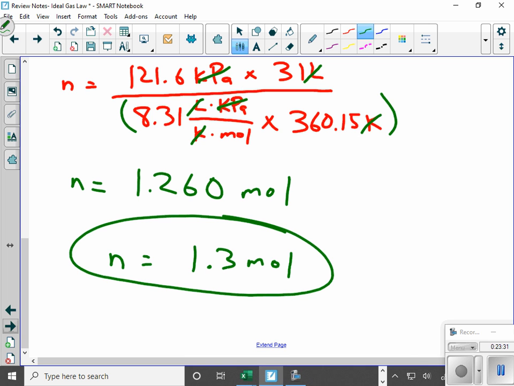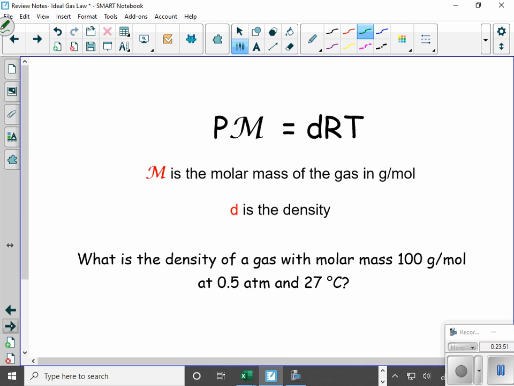So once again, the problem's a little bit lengthy, but it's not terribly challenging. Probably the toughest part is manipulating my gas law equation to get the correct values. Now, my next example is using my second equation. So go ahead and copy this example, and then we'll work the equation.